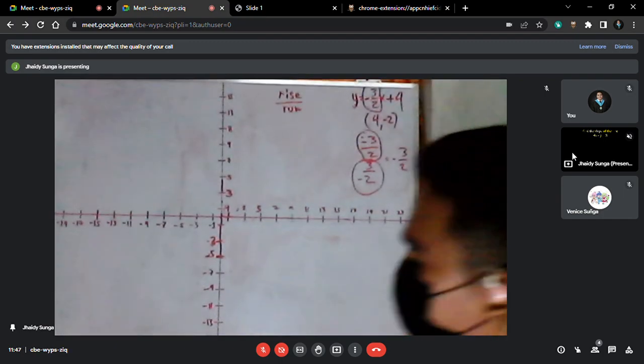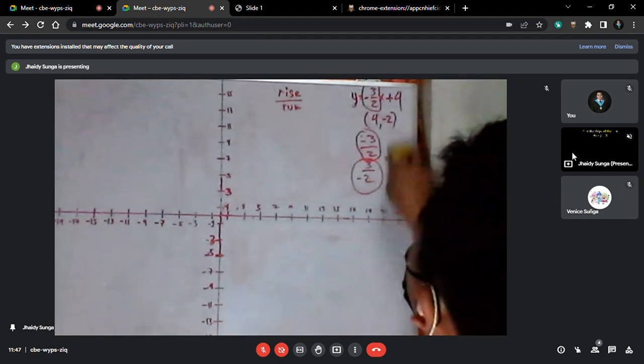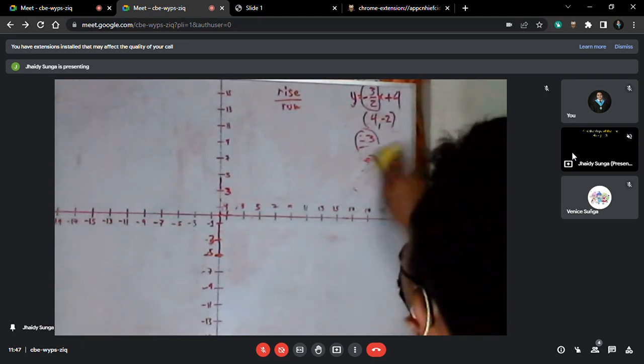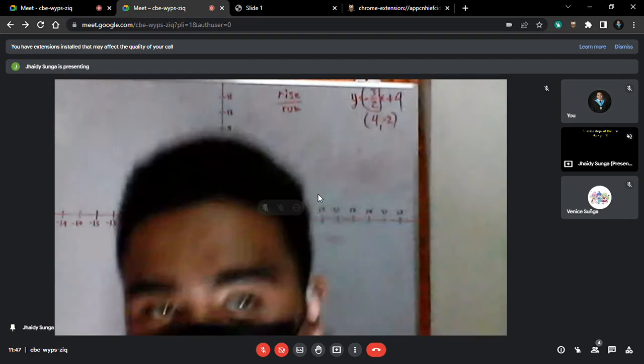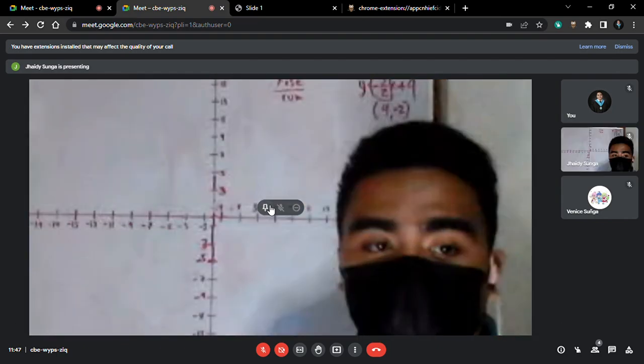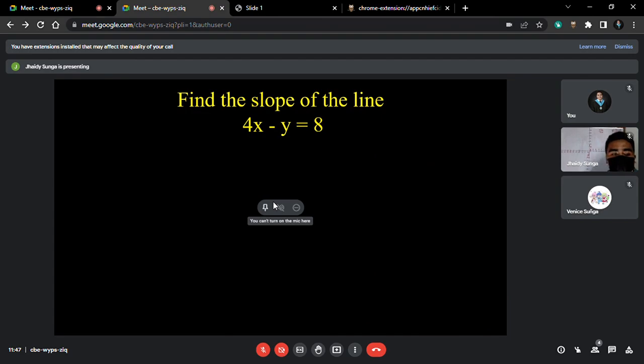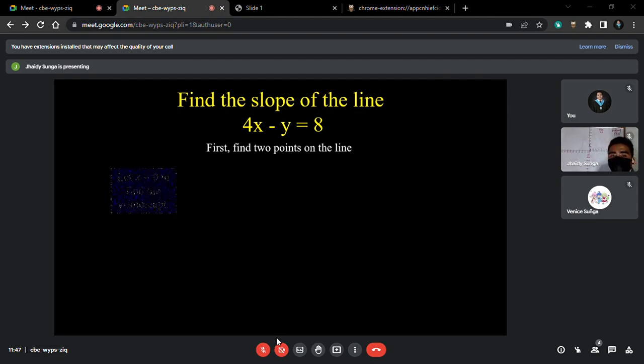I'll just erase this one. Okay, going back to the presentation now. Maybe this will take time, so we'll be having a discussion about slopes. If we are going to find the slope of this line, we find the slope.